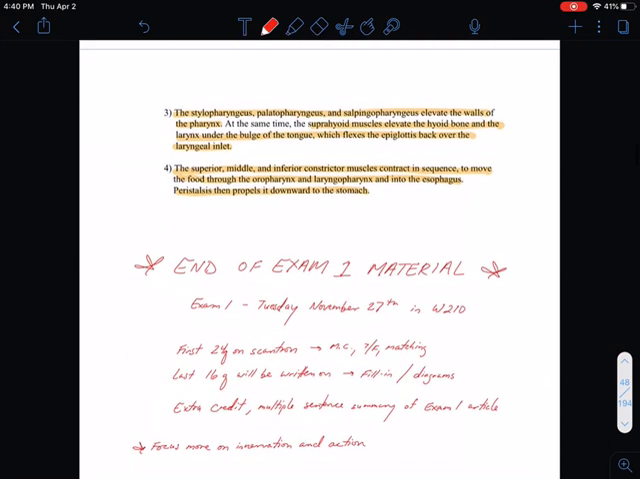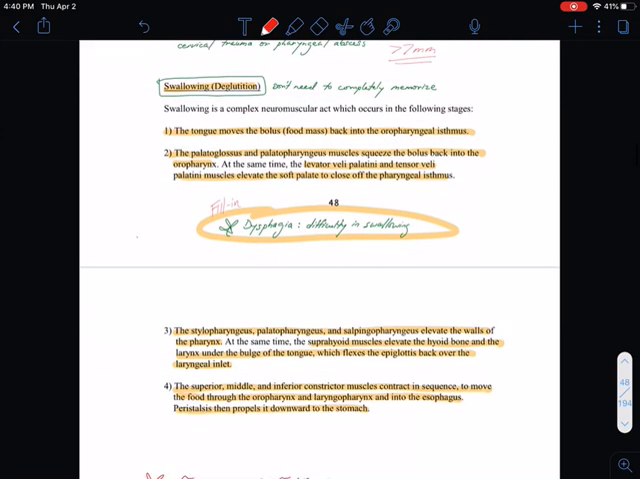Next, I think lastly, we did it, guys. We're at the end. Swallowing, otherwise known as deglutition. This is one where you don't need to completely memorize, but you want to understand kind of this sequence.